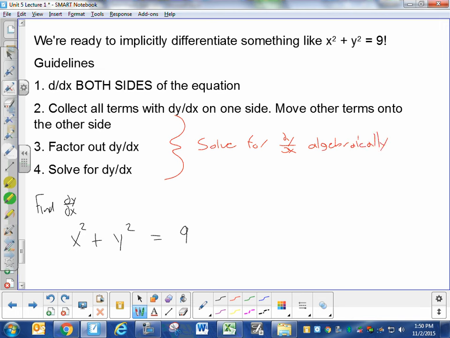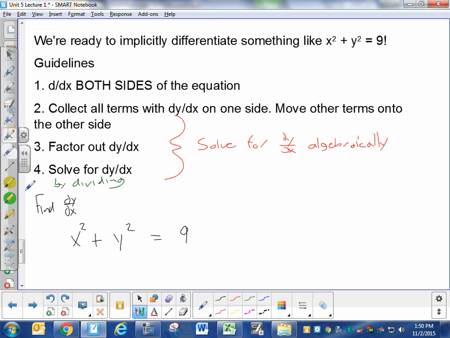However, you will find that every single time you solve algebraically, you're going to do the following procedures. You're going to collect terms of dy dx on one side, move the other terms onto the other side, factor out dy dx, and solve for dy dx by dividing. Okay, now let me show you quickly with this first one how it's done, but the next example we're going to do is a more realistic example of something you'd see. This one's going to be really easy.